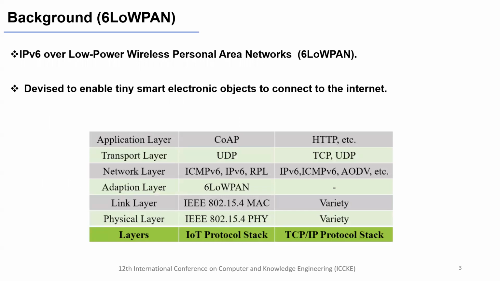6LoWPAN is a stack of protocols designed for enabling tiny smart electronic devices to connect to the internet. In the lower layers, it has borrowed a lot from the PANs, or personal area networks, as it is a very sophisticated protocol for dynamic wireless networks. In the upper layer, it has inherited mostly from the IP world. And also, as we can see here in the middle, there is an adaptation layer for removing the inconsistencies between these two stacks of protocols. But what we are more interested in here is actually RPL, the network layer protocol.